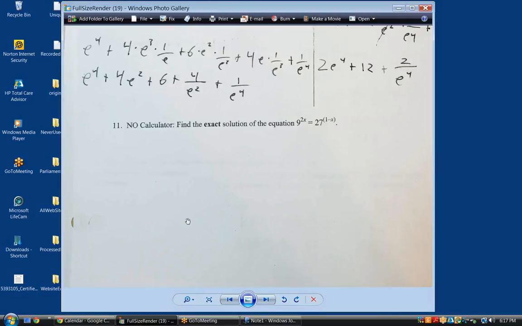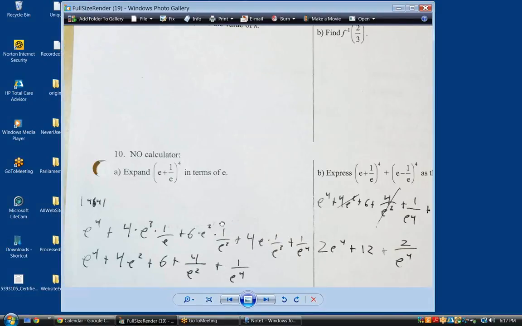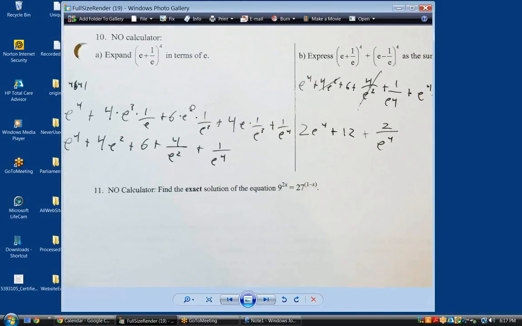Okay. Oh, could you explain to me when to use the discriminant? Yeah.